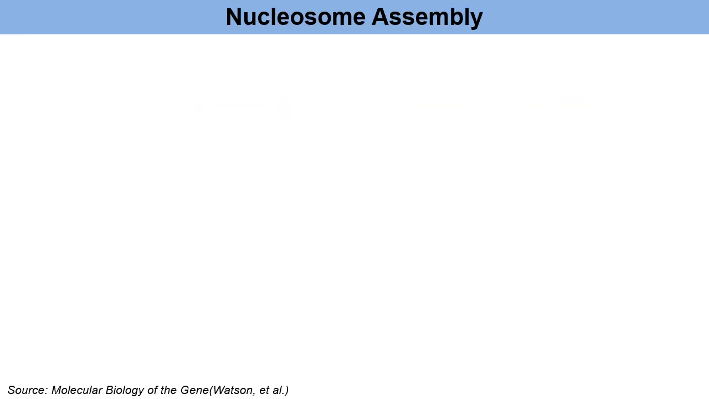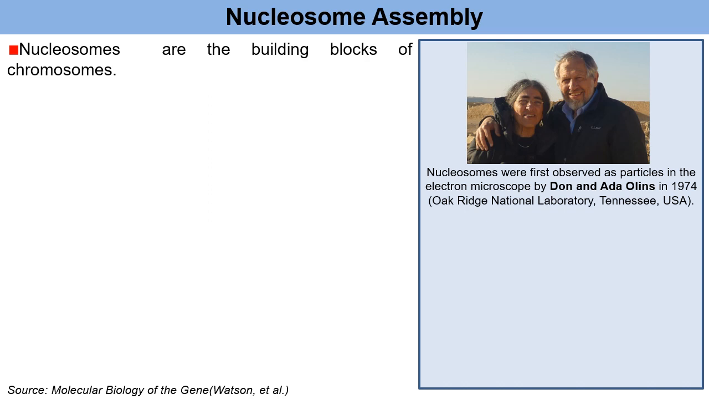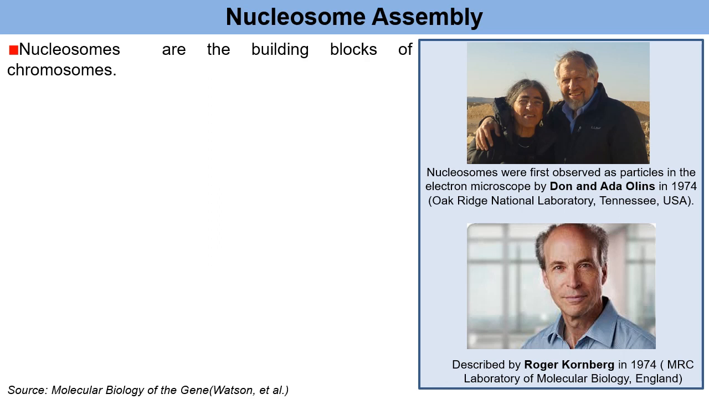With these basics in hand, let us now try to understand the nucleosome and its assembly. The nucleosomes are the building blocks of chromosomes, and they were first observed as particles or spheroid chromatin units in the electron microscope by Don and Ada Olins in 1974 at Oak Ridge National Laboratory, Tennessee, USA. The nucleosomes were later described by Roger Kornberg in 1974 while he was working at the MRC Laboratory of Molecular Biology in England.